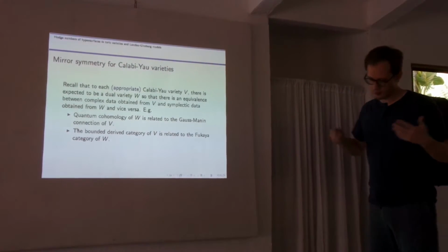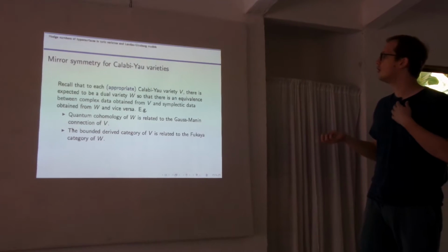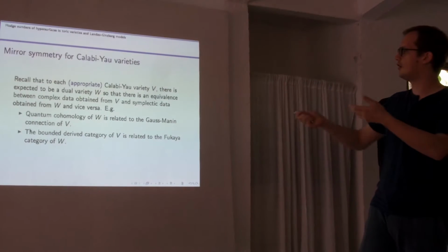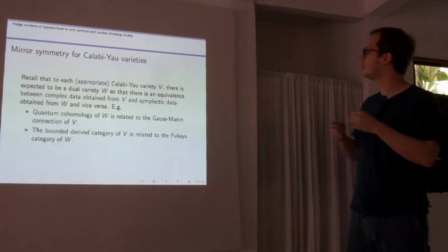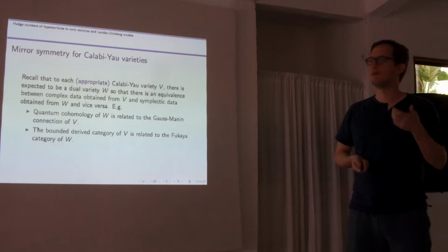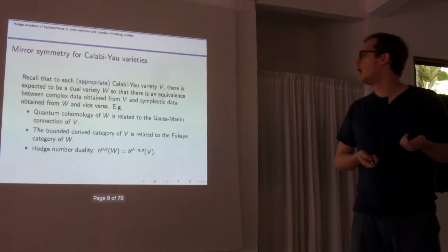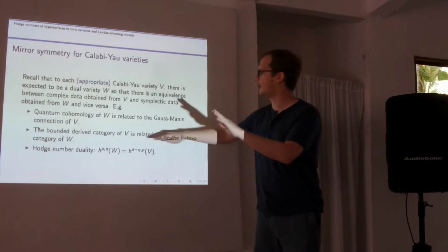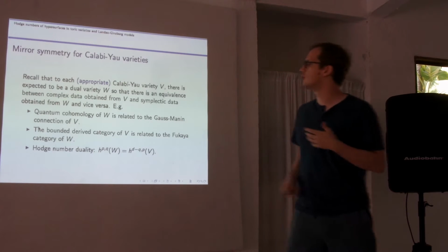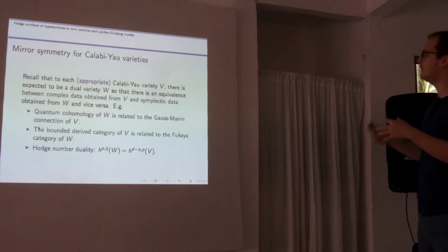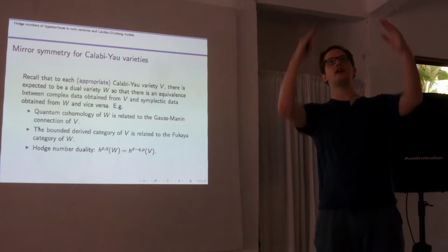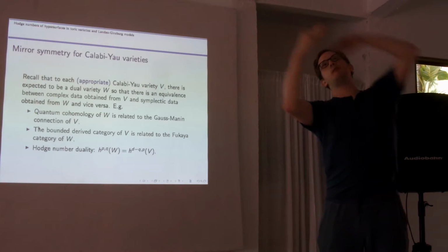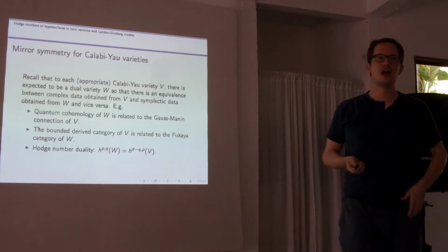One other thing that should occur is a relationship between the bounded derived category of V and the Fukaya category of W. The bounded derived category of coherent sheaves is based on algebraic geometry, and the Fukaya category is based on symplectic geometry. Maybe this is a result of the other two, take your pick: there should be a Hodge number duality between V and W. You take the Hodge diamond of one of these, put a line across the middle, and flip it across this line, and this gives you the Hodge diamond of the other variety.